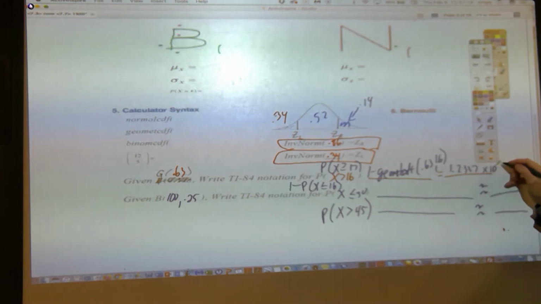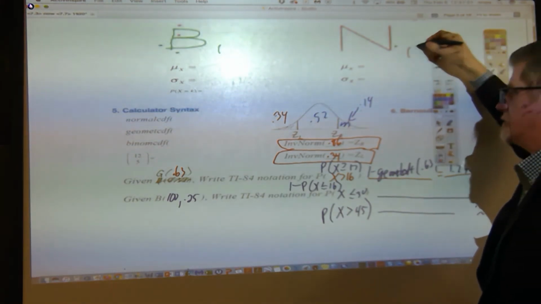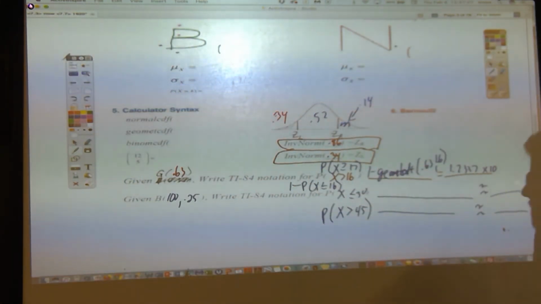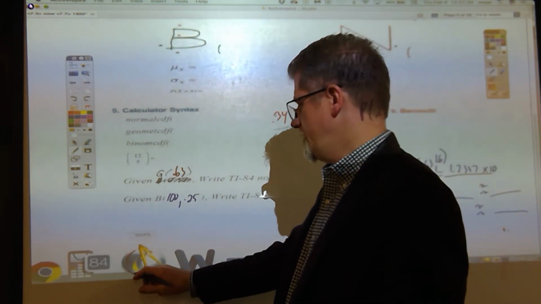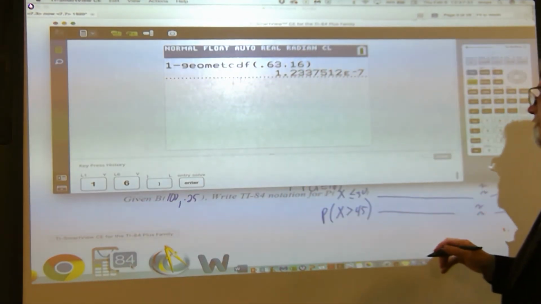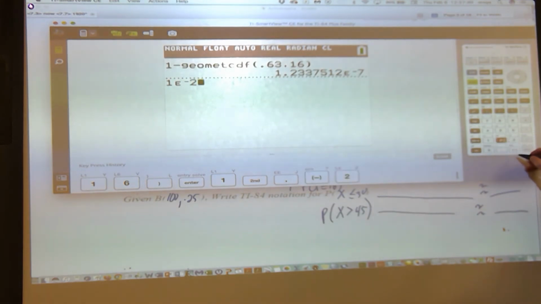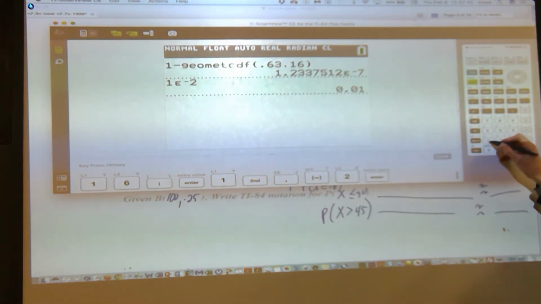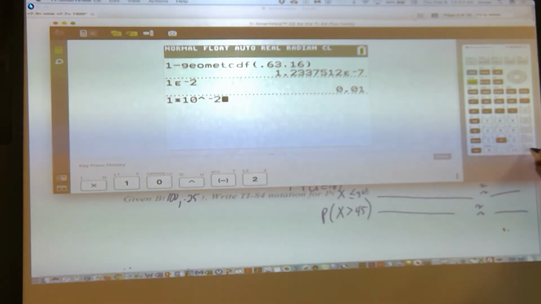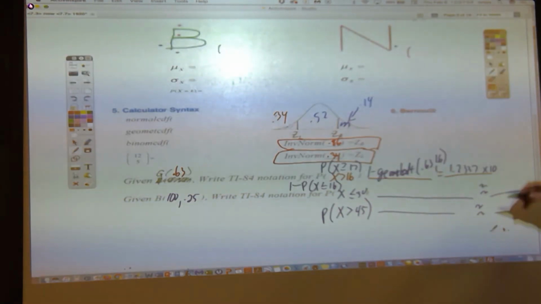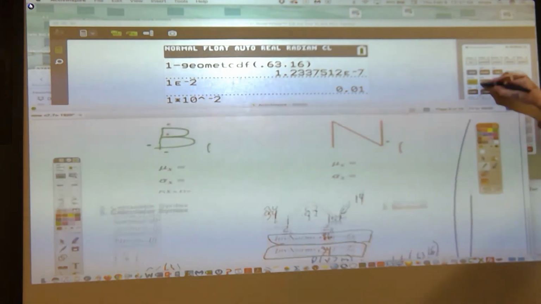E is the exponent on 10. E cannot be used for any base other than 10. Have you ever tried to use the E button on the calculator for a base other than the number 10? No. That's good. For example, 1 E negative 2, by the way, is the double E here. 1 times 10 to the negative 2nd is the same thing as 1 times 10 caret negative 2, which is also the same thing as 0.1.